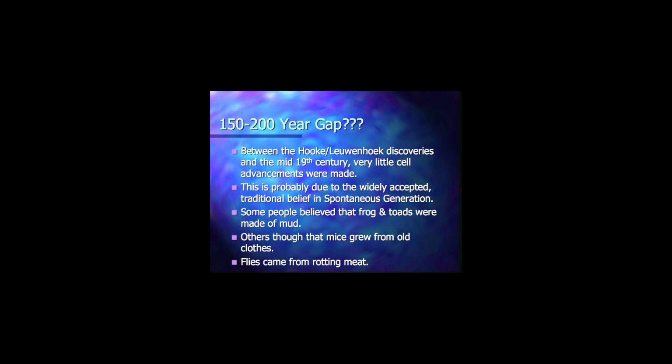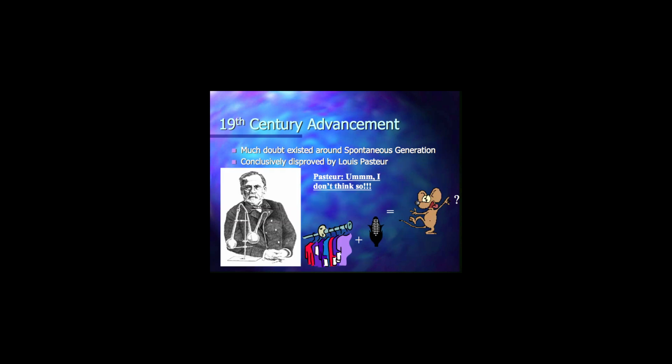But that was the reason that there was a big gap in the studies of cells. So in the early 1800s, a man named Louis Pasteur, and you may know that name just because of something that he did, designed an experiment that unequivocally proved that spontaneous generation did not happen.